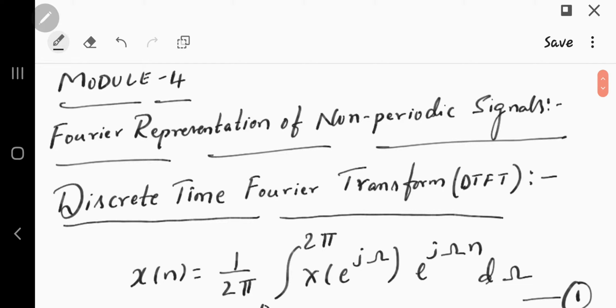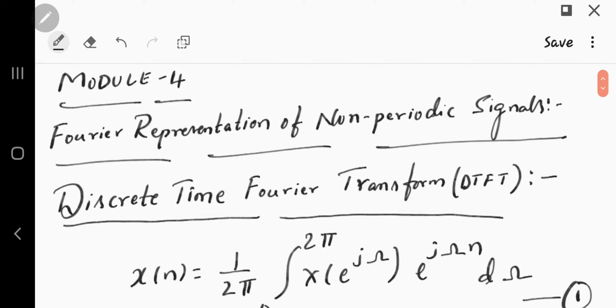Hello students. In this video we'll move on to the next module, Fourier representation of non-periodic signals. Here the representation of a non-periodic signal uses two methods, that is, we are transforming from one domain to another domain, from time domain to frequency domain, or vice versa. We can do both if we take the inverse of that.